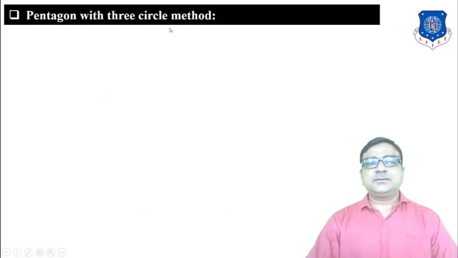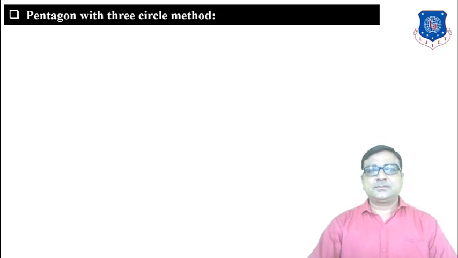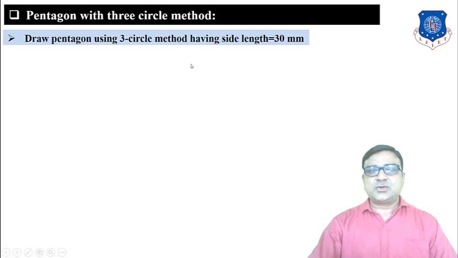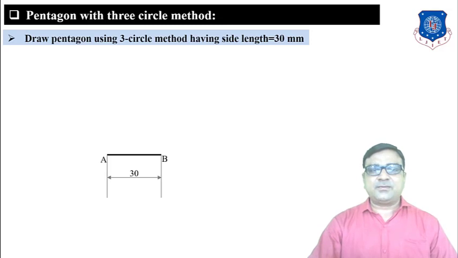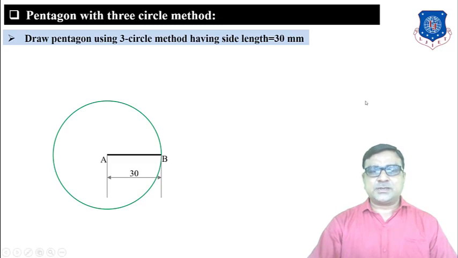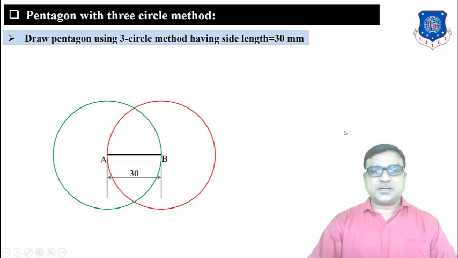Now one method for the pentagon, the name of the method is the 3-circle method. To draw a pentagon using the 3-circle method having side length 30 mm, draw a 30 mm line AB. This is one side of the pentagon. A center 30 mm radius, draw one circle. B center 30 mm radius, draw a circle. So now here P is the intersection of these two circles. Q is also an intersection of these two circles.